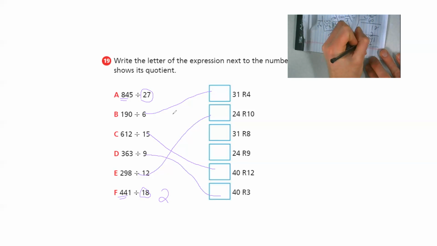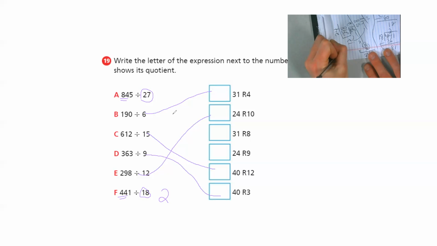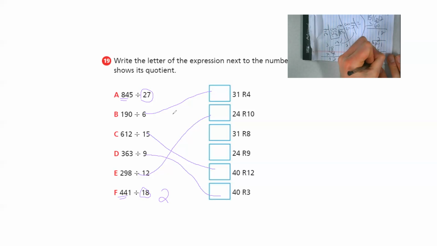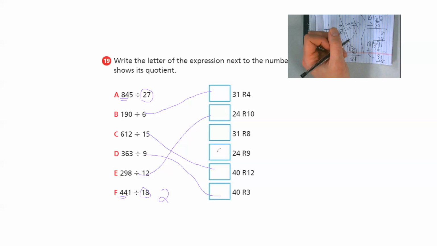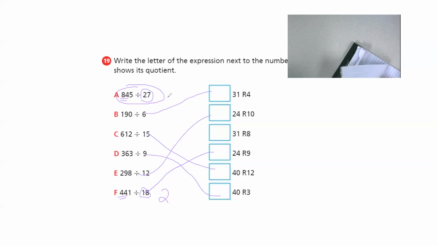36, 81, 4, 18 times 4, 32, 7, 72, 9's left, so 24 remainder 9. 441 divided by 18, so this one, so 3 times 27 must be 84, or close to it.